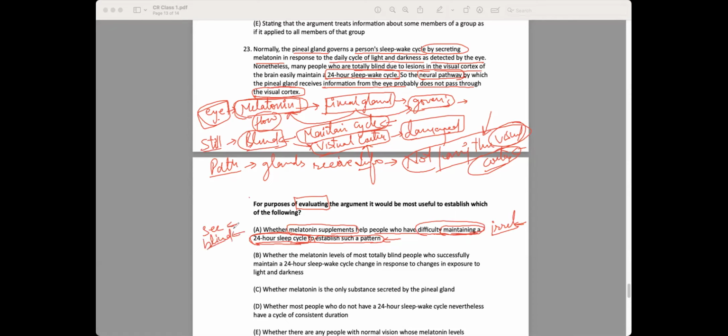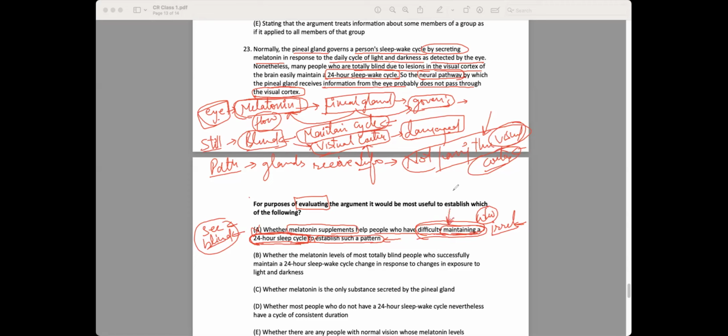People who can see and people who are blind, both can maintain that 24-hour sleep cycle. So who are the people who have difficulty maintaining that 24-hour sleep cycle? I don't know, so I cannot draw any inference from this information. Getting my point? Maybe they have some other problem, like melatonin not being secreted. I have no idea whether those people are blind or can see.